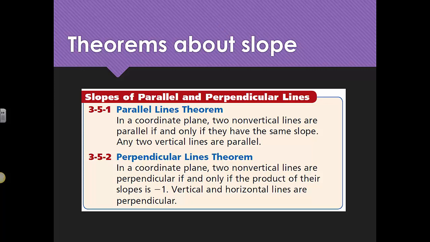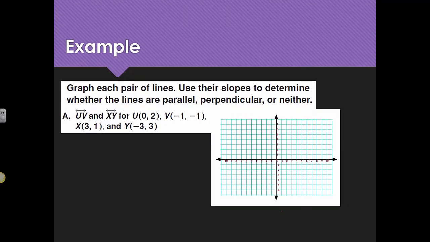For perpendicular, the lines will be perpendicular if and only if the product of their slopes is -1. Vertical lines and horizontal lines are always perpendicular to one another. So parallel lines have the same slope, and perpendicular lines, if you multiply their slopes, the product is -1. So let's take a look at using these two theorems.